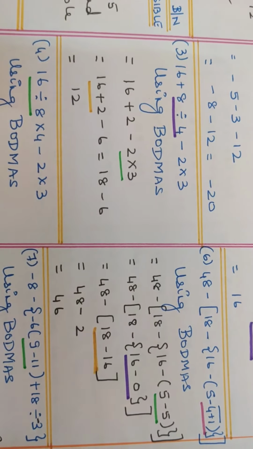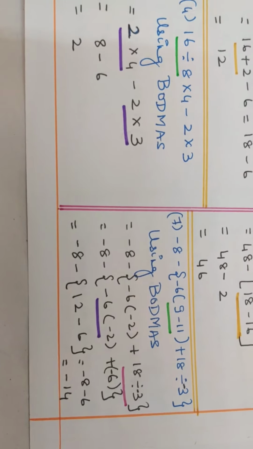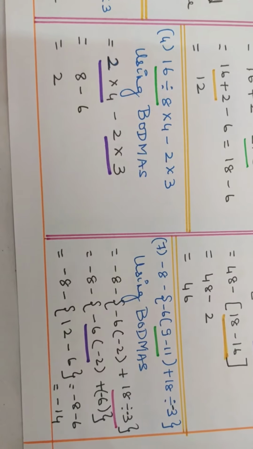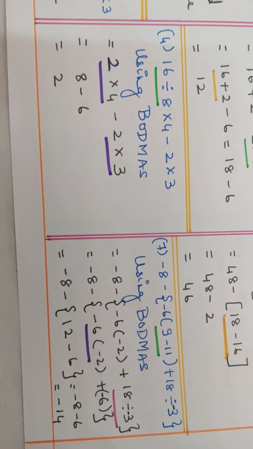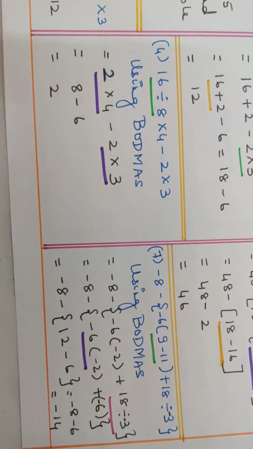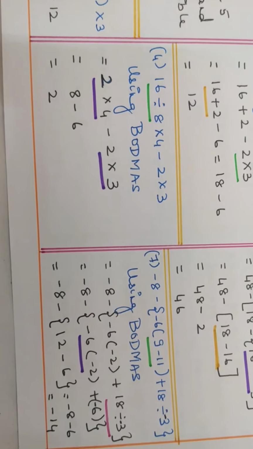Now let's move on to the seventh sum, minus 8 minus 6 of 9 minus 11 plus 18 divided by 3. Now using BODMAS, 9 minus 11, the answer is minus 2, 6 of minus 2 plus 18 divided by 3, 18 divided by 3 is minus 6. So the expression becomes minus 8 minus of minus, open the curly bracket, minus 6 of minus 2 plus minus 6. The expression becomes minus 8 minus 12 minus 6, that becomes minus 8 minus 6 and the final answer is minus 14. It's very simple, students.